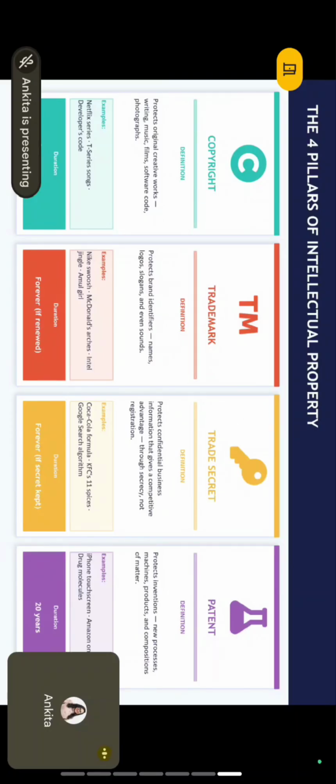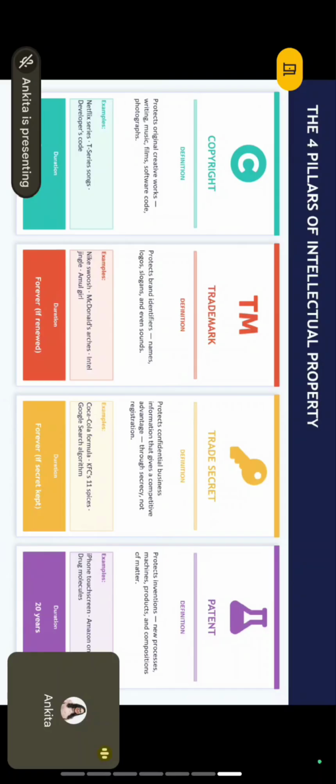So might be many of you are researchers as well, and write some papers. In that case also, if you write a research paper, it is automatically copyrighted. If a journal or another researcher copies your paper without permission, that is a copyright violation. And the duration of this copyright is the life of the creator plus 70 years.